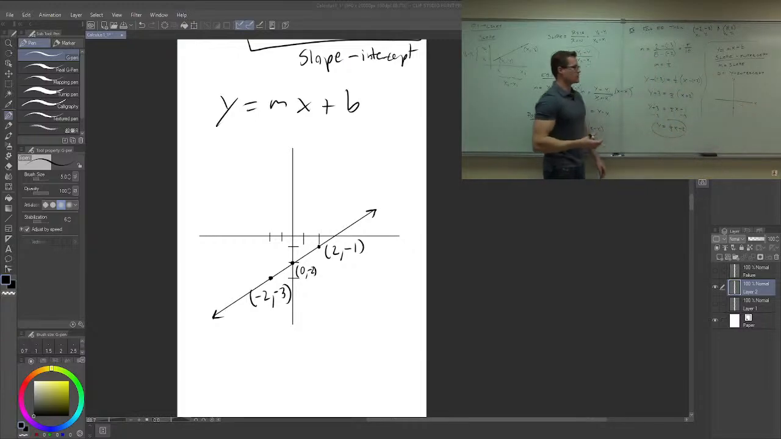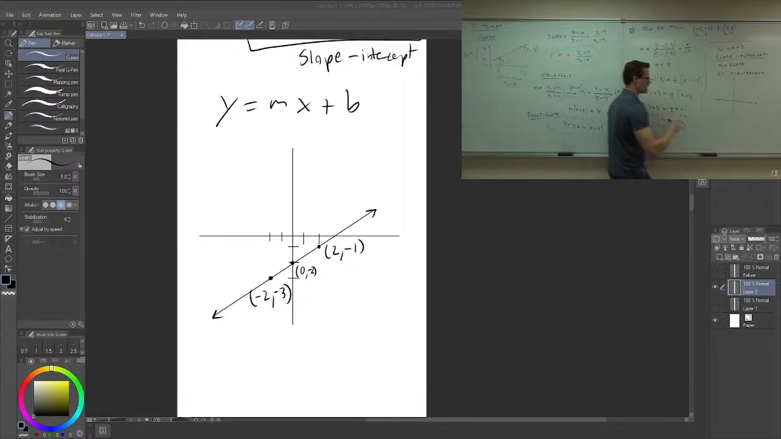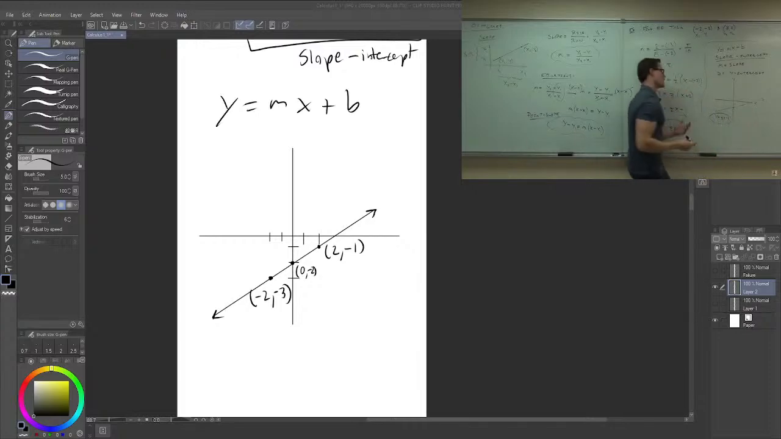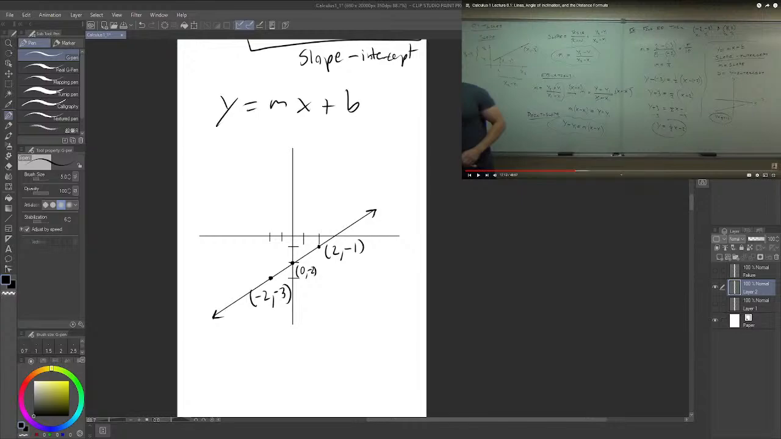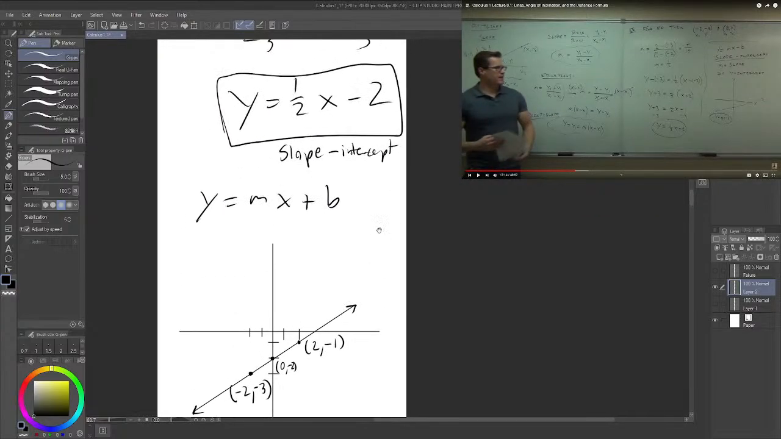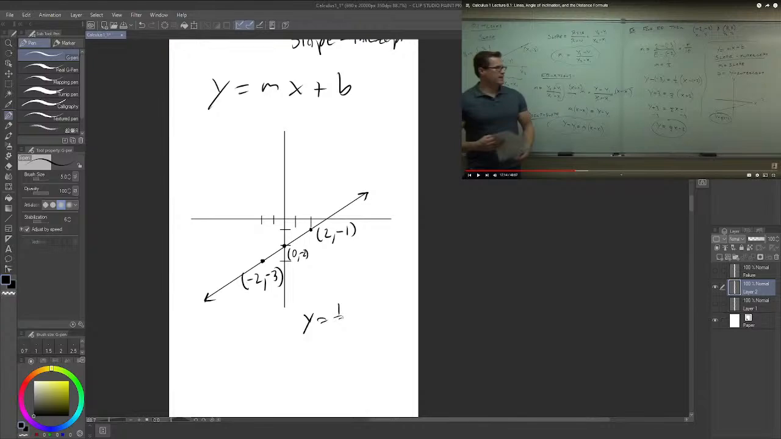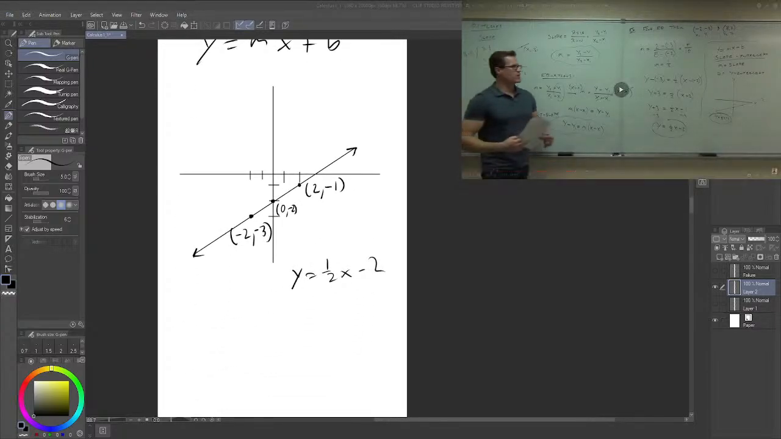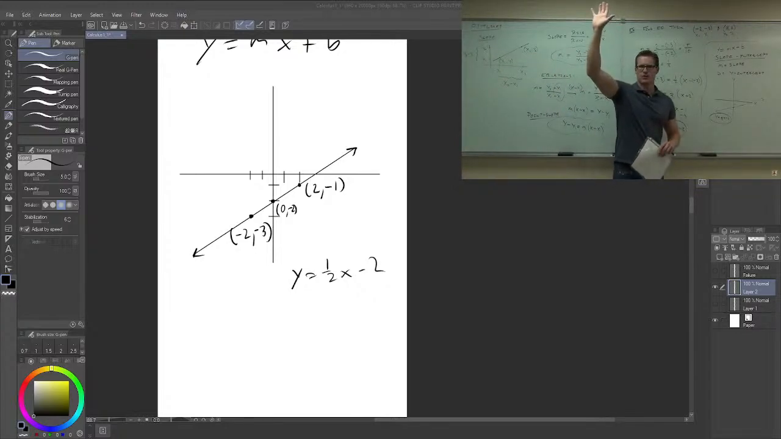Now that we have 2 points, we know that 2 points delineate a specific, unique line. We graph it, we make sure we label this. And we're done. Make sure to label it. Y equals 1/2 x minus 2. How many people feel okay with graphing these lines using slope-intercept and point-slope?